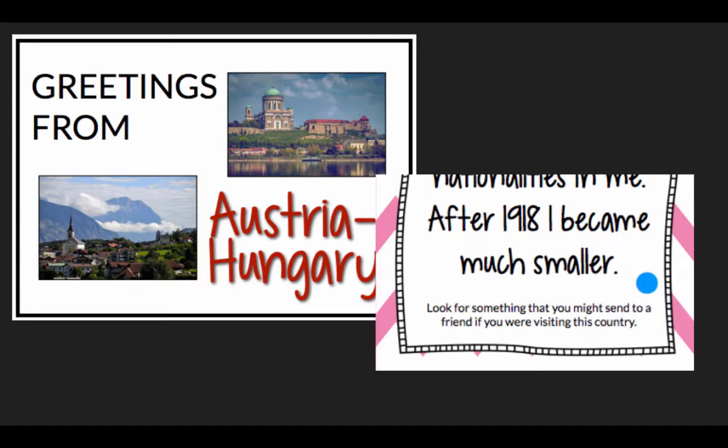So what I did was change up that first clue. Now the postcards have a little hint at the bottom that you see: look for something that you might send to a friend if you were visiting this country. So hopefully they'll recognize that it could be the postcards. I also would probably put the postcards in a more obvious spot. They were on a pillar off to the side, and the kids thought it was the decor of the library and didn't grasp that they could take it. So I might put it in a more obvious spot, which would get them taking it.